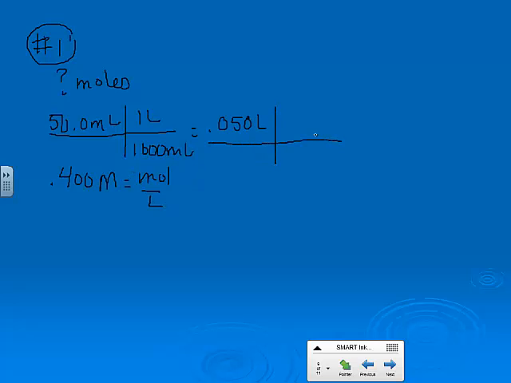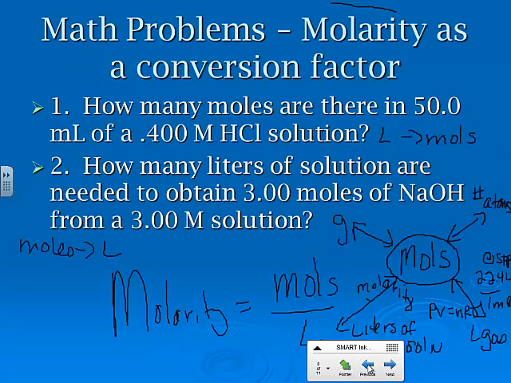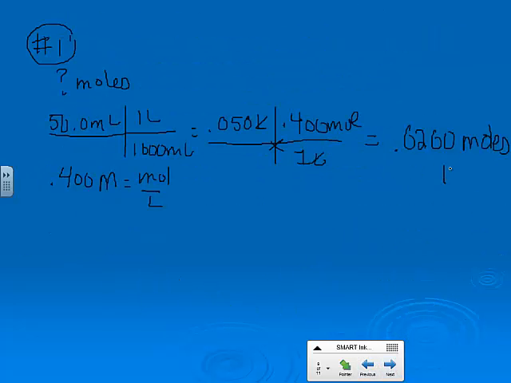Now we want to go to moles, so we're going to put the mole unit on top. So we're going to have 0.400 moles per 1 liter. The math, it's all on the top, so we're going to multiply both of these numbers. We had 3 sig figs in all of our data to start with, so if we take 0.050 times 0.4, it's going to be 0.02. We need 3 sig figs, so there'd be 0.0200 moles of, let me go back here for just a second, hydrochloric acid for this one, okay? So again, it's just using molarity as a conversion factor.